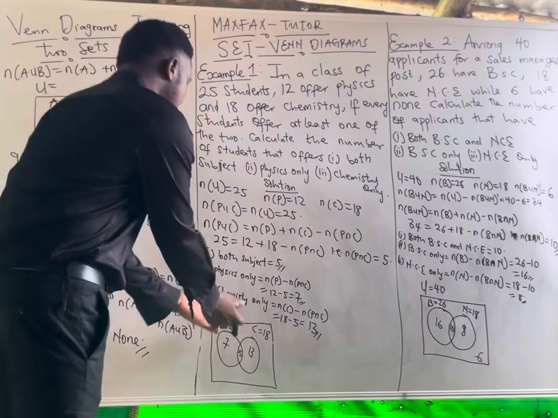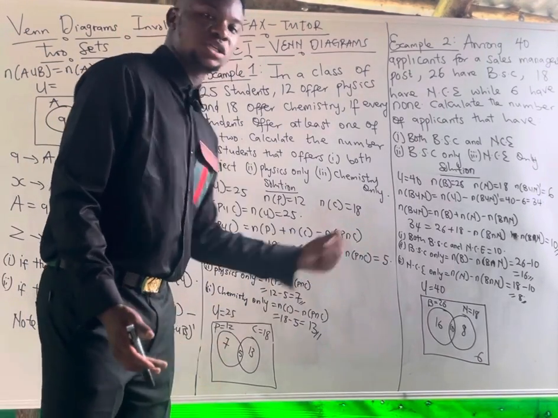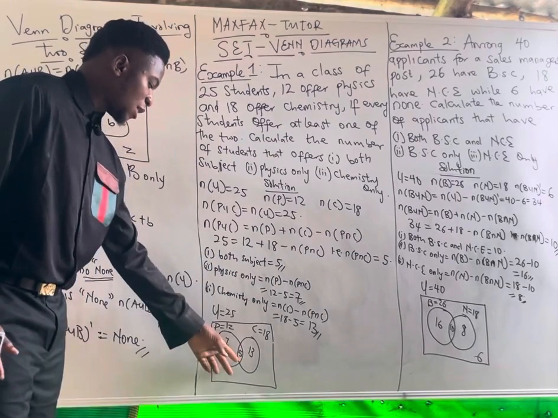But if you want to use the Venn diagram, you will first do this. Once you've done the intersection, then you draw the Venn diagram and calculate it like this.